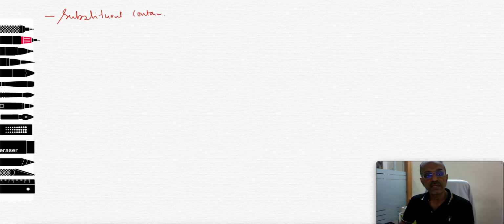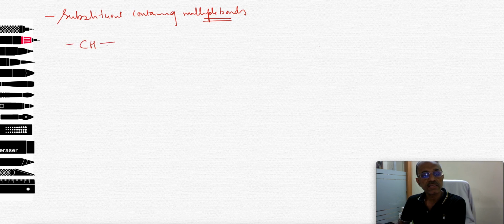Now we will see some substituents which themselves contain multiple bonds. They themselves contain multiple bonds. Substituents containing multiple bonds. Fine.